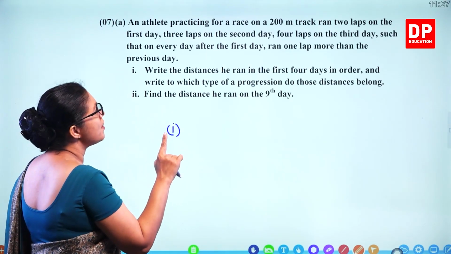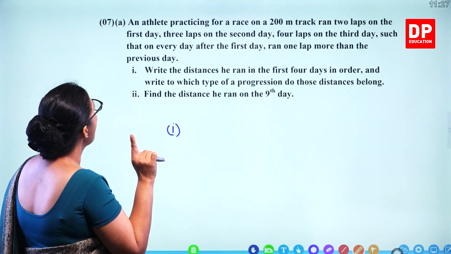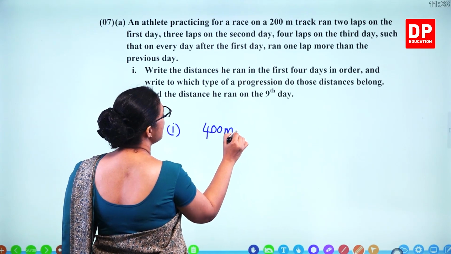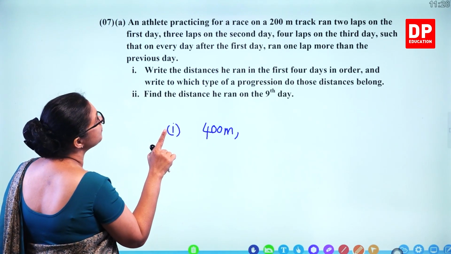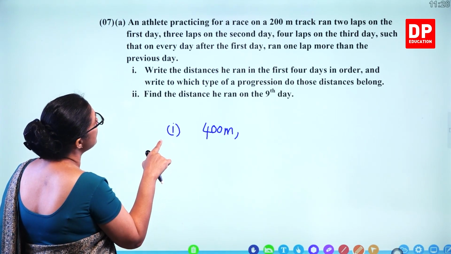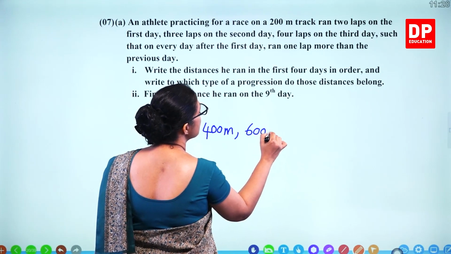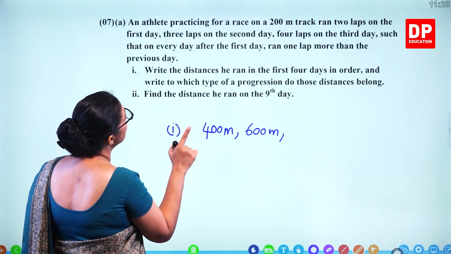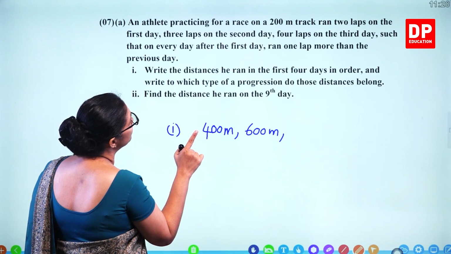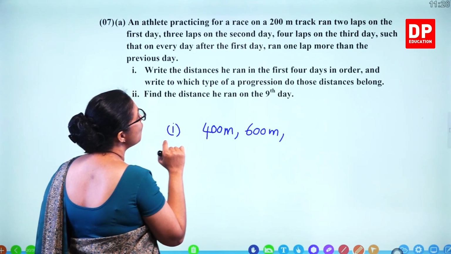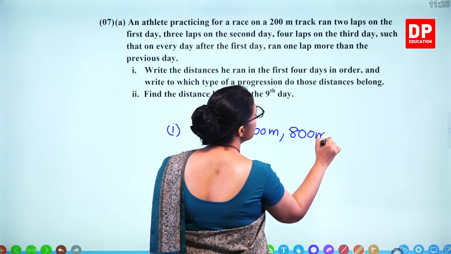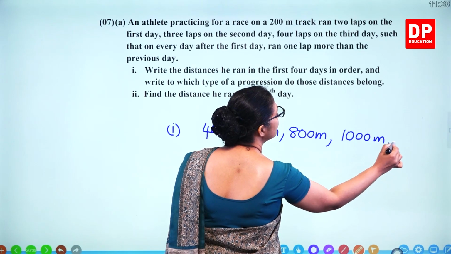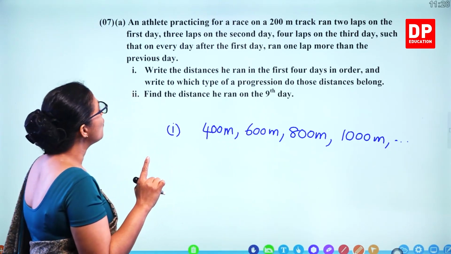1 lap means 200 meters. So 2 laps on the first day, 2 into 200, 400 meters first day. Then 3 laps on the second day, 3 times 2, 600 meters. And the third day, no, 4 laps on the third day, 4 times 2, 8, 800 meters. And the next one should be 1000 meters. So that's the first 4 terms.